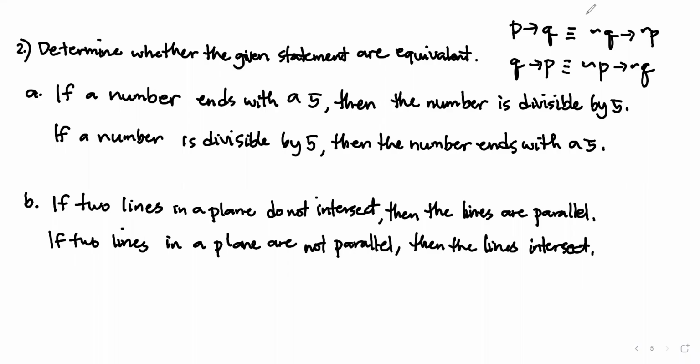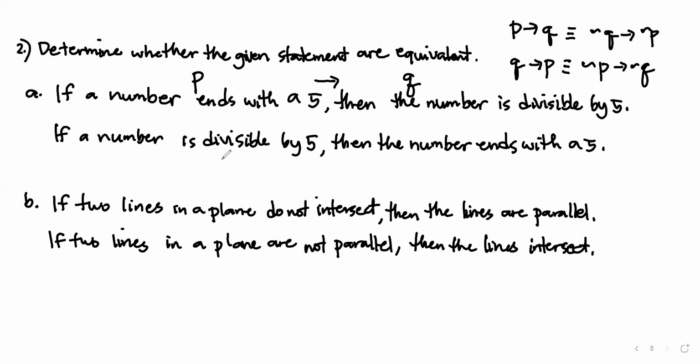So another example, we're going to determine whether related statements are equivalent. Letter A: if a number ends with a 5, then the number is divisible by 5. So we let "a number ends with a 5" be our P, and "the number is divisible by 5" be our Q. So we'll have P implies Q.